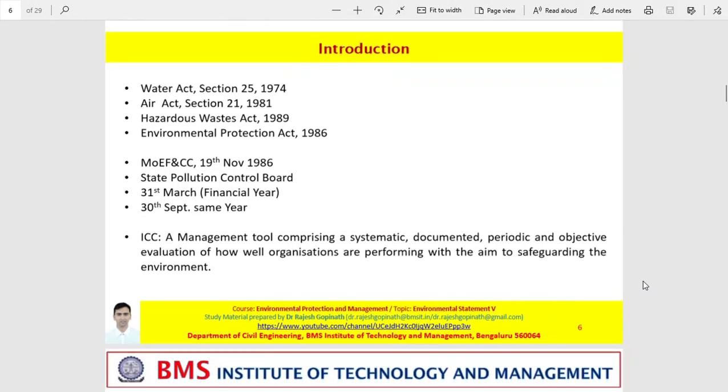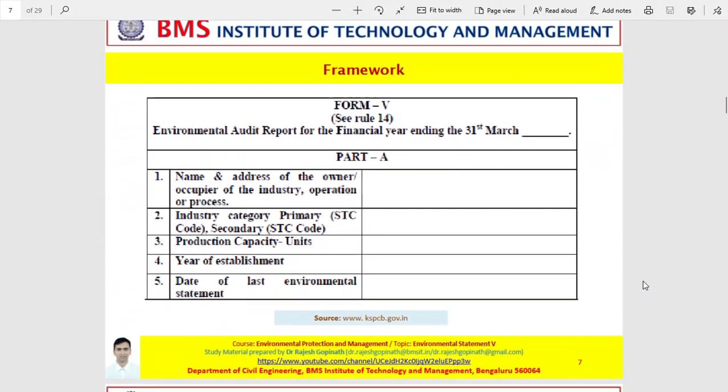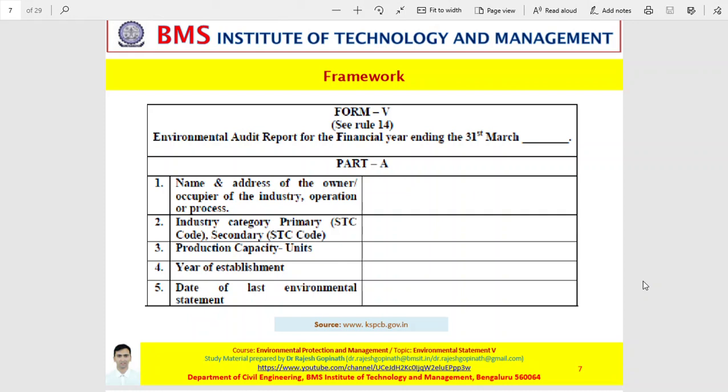Let's move on to slide 7. My dear friends, this is how the Form 5 looks like. Form 5 basically has 9 parts. Part A, Part B, Part C, Part D, Part E, Part F, Part G, Part H and Part I. In slide 7, you are looking at Part A.